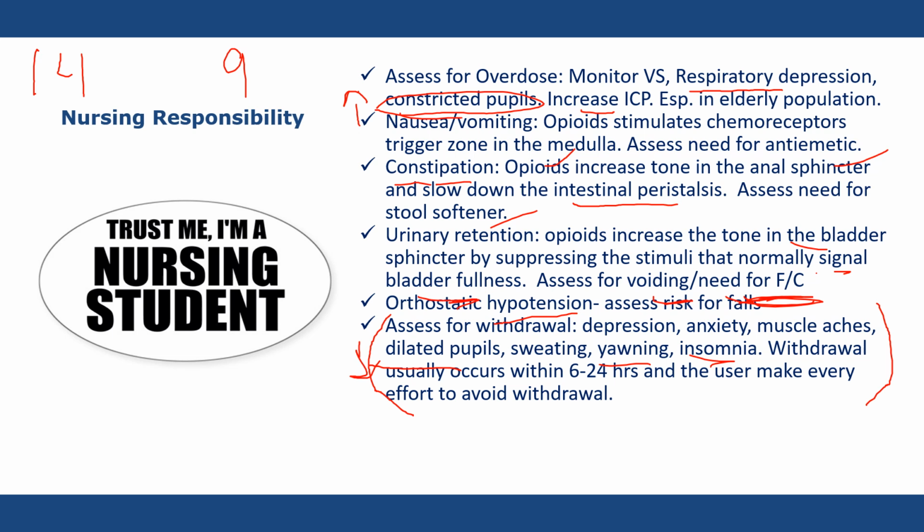Withdrawal usually occurs within 6 to 24 hours, and the client makes every effort to avoid withdrawal. In other words, they are going to ask for medication, and we have to be careful. It's a principle where you have to gradually decrease the medication. If they were taking it 3 times a day, perhaps do 2 times a day, 1 time a day, and so forth, and still have a PRN, if you will. We have to be very, very careful with that.